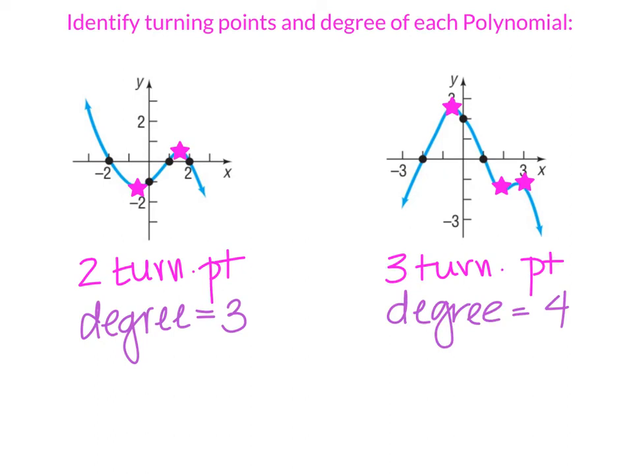And just so you know, it does work in the reverse. So if you're given the degree, for example, if you know that a polynomial has a degree of 4, you can subtract 1 to find the maximum number of turning points. So degree 4 would have up to 3 turning points. Degree of 3 would have up to 2 turning points, etc. They could have fewer turning points, but you're guaranteed a maximum of 1 less than the degree.